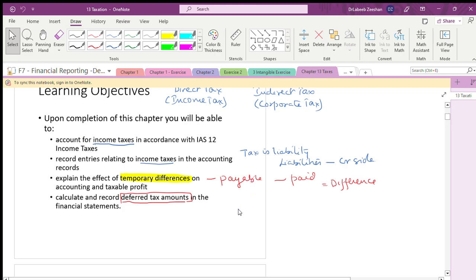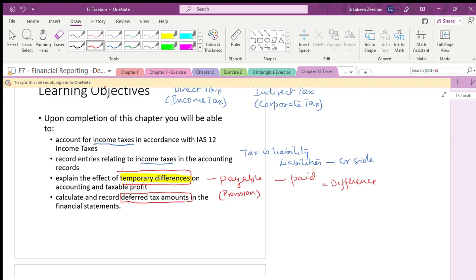And most importantly, for the first time we are dealing with temporary differences. There will be a difference, because of how much you have to pay, the amount payable. We are making a provision, and definitely we will pay. A provision is nothing but an estimate.